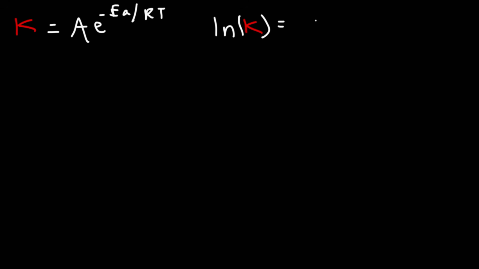Now let's write down some equations that you'll need to know in order to solve problems. So you're already familiar with this one. The rate constant k is equal to the frequency factor times e raised to the negative Ea over RT. Here's another one that you should be familiar with. The natural log of the rate constant k is equal to negative Ea over R times 1 over T plus the natural log of A.